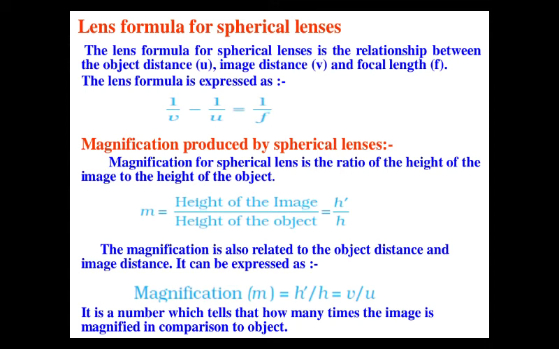It is given by this formula: m is equal to h dash by h, or in the form of object distance and image distance, magnification equal to h dash by h is equal to v by u. In case of spherical mirrors, we also used such a term, but in that case the magnification formula was h dash by h, same, but in place of v by u there was minus v by u. In case of lenses it will be positive v by u.